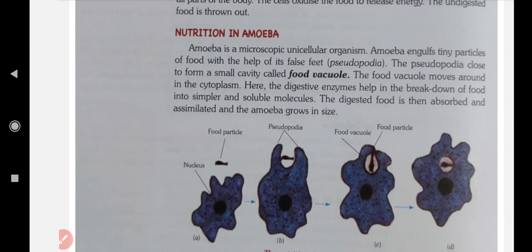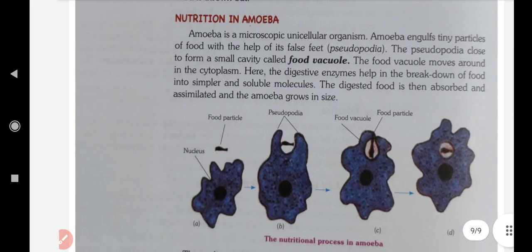The pseudopodia close to form a small cavity called food vacuole. The food vacuole moves around the cytoplasm. Here the digestive enzymes help in the breakdown of the food into simpler and soluble molecules. The digested food is then absorbed and assimilated and the amoeba grows in size.